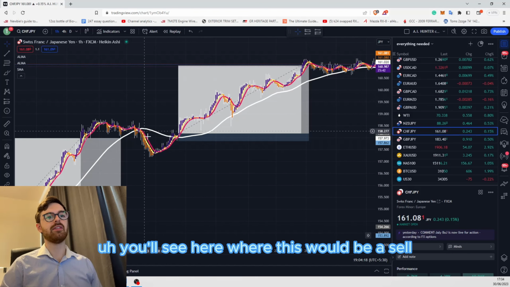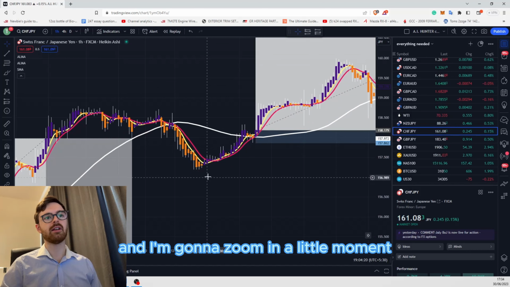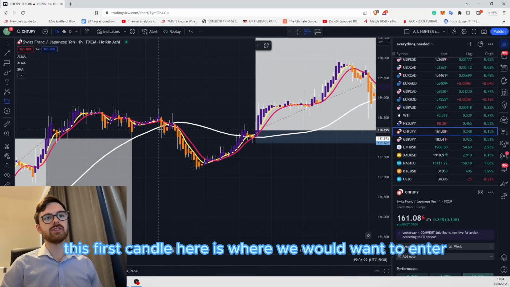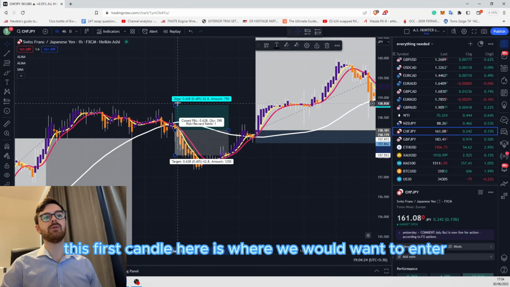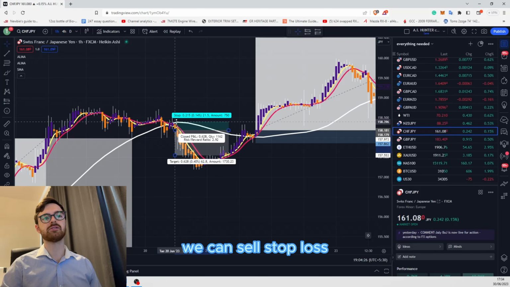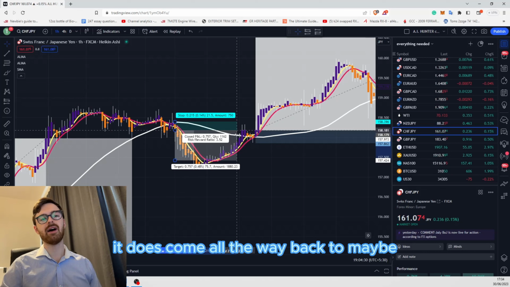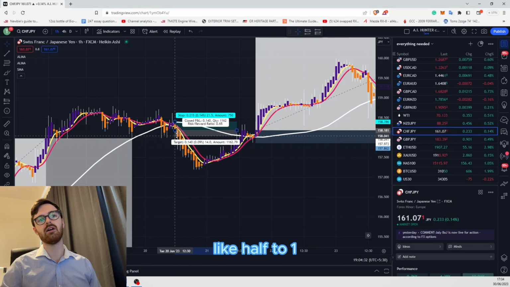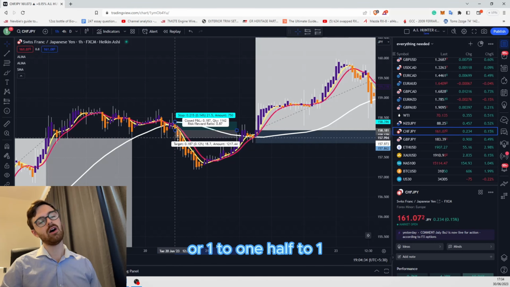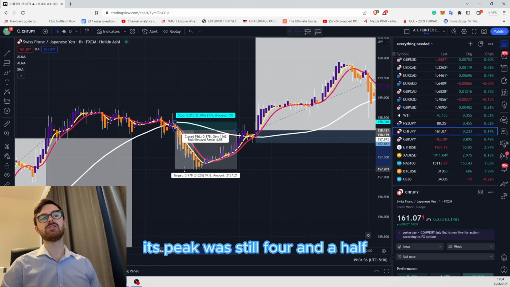You'll see here where this would be a sell, and I'm going to zoom in in a moment. This first candle here is where we would want to enter. We can set our stop loss. Even this, yes, it does come all the way back to maybe, I think that's going to be like half to 1 or 1 to 1. Half to 1. Its peak was still 4.5.